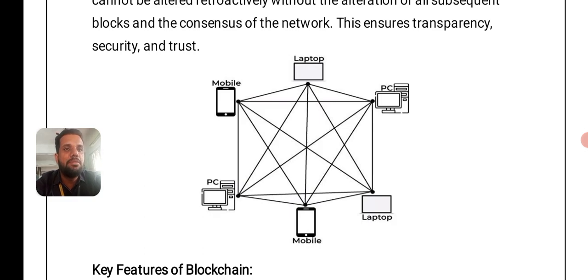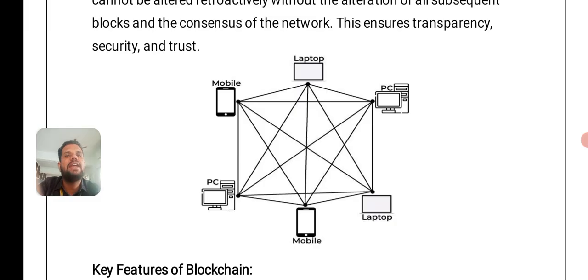Different blockchains will have different sizes of blocks. Once the block is full, the block data is run through a cryptographic hash function, which creates a hexadecimal number called the block header hash.